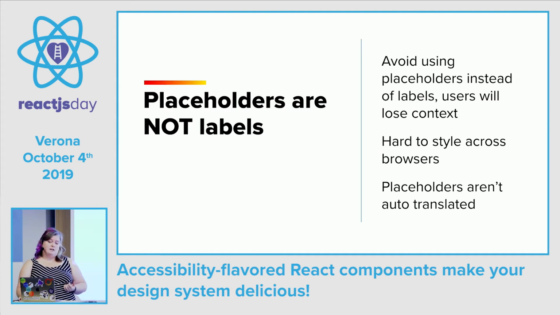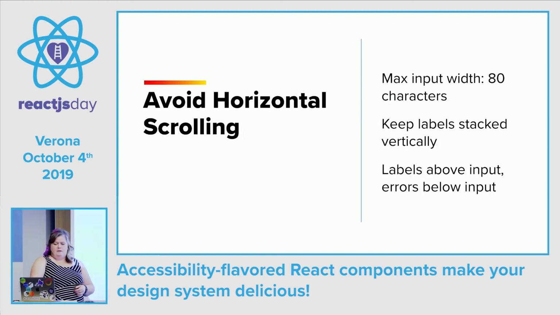Placeholders are also hard to scale across browsers, and they don't auto-translate. So don't rely on those. I have more articles on that about placeholders. We also want to make sure that your inputs are not too wide, so you don't force the users to scroll horizontally. And you want to keep your labels and your error messages stacked vertically above and below the input, usually in the same place. And I'm going to try to demo this later: when you have a user that's relying on a screen magnifier, they'll see like a credit card size window on their desktop.